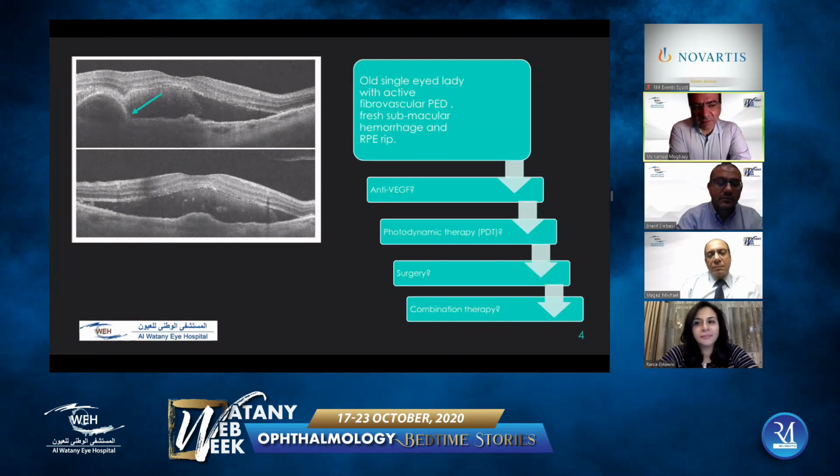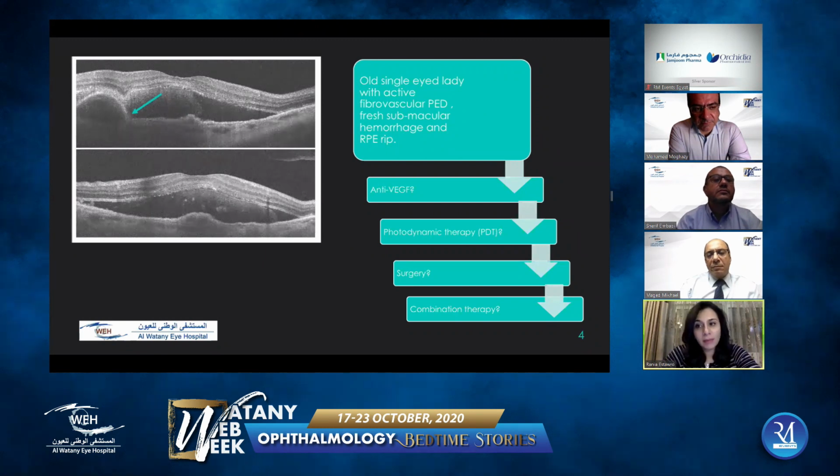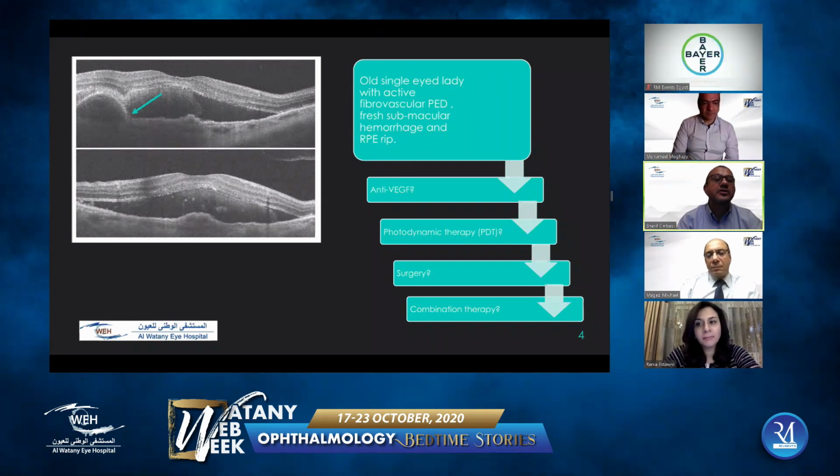I would go ahead with the surgery in this patient with the submacular hemorrhage. I wouldn't like to leave it until it clots. So I will go ahead with the vitrectomy and subretinal tPA in this patient. Do you agree, Dr. Sherif Mbabi? You have the same approach? Or you give a chance for anti-VEGF? This is quite a thick submacular hemorrhage.